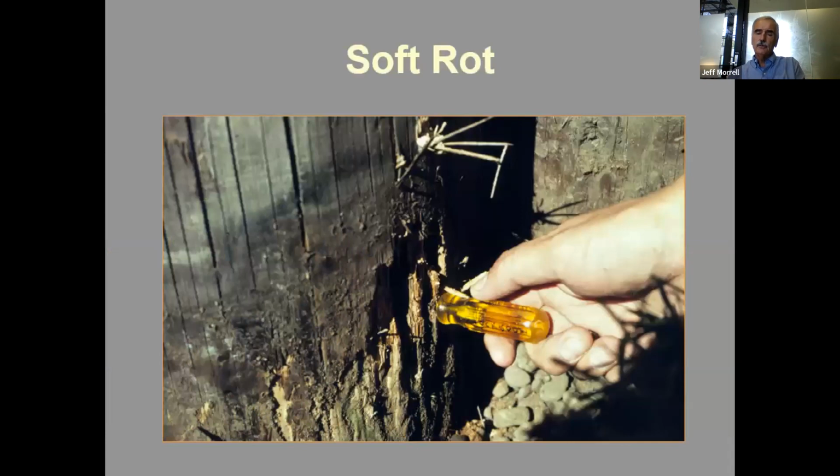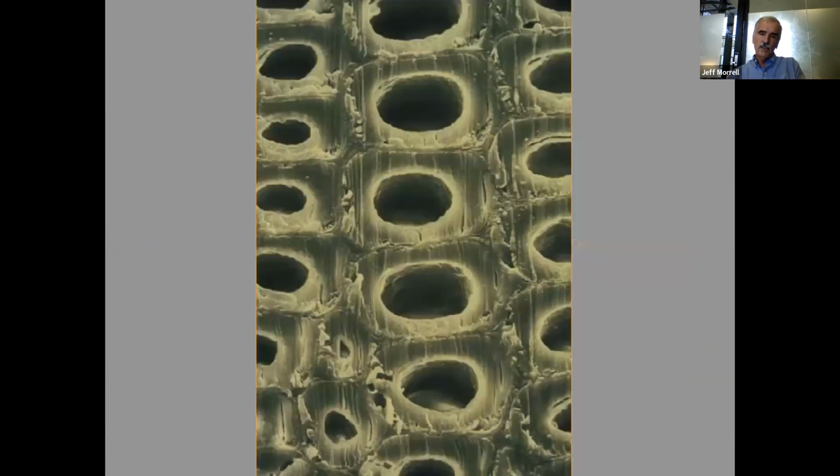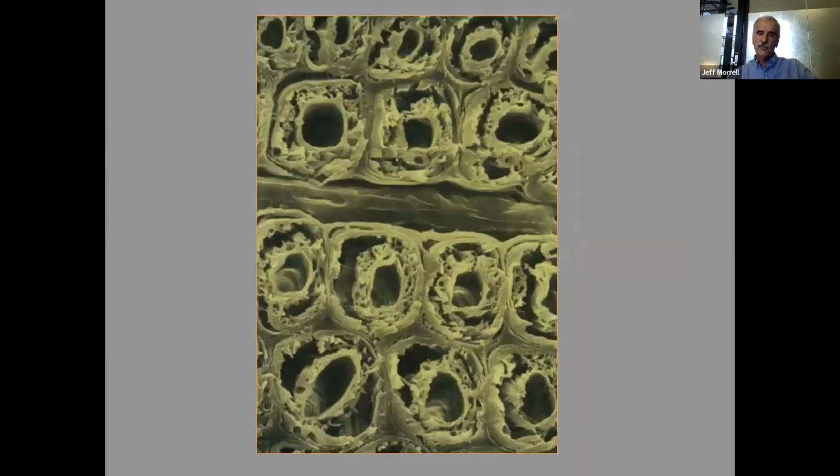We also have a third group of decay types, which are soft rot. Soft rot fungi grow on the surface of the wood, and they grow inward. If you looked at a piece of sound wood, this is a piece of pine, you can see the cell walls are the hard parts. The openings are the lumens where the water would go. This is what soft rot fungi do to the wood.